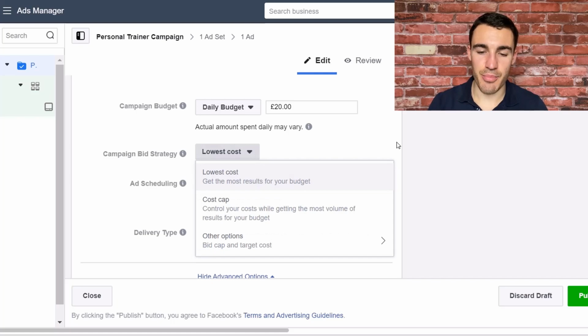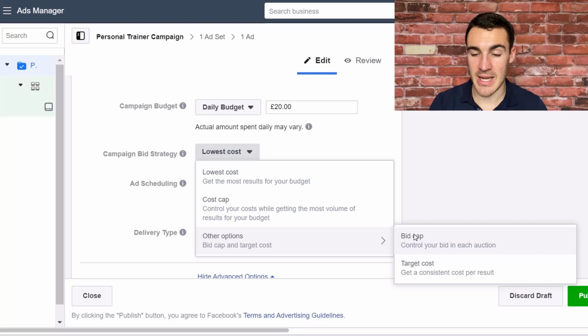So let's bring up the list. We've got lowest cost, we've got cost cap, and then two other options in here, bid cap and target cost. I'll go through the options and explain which one I think you should be using. Let's start at the bottom and work our way up. We've got target cost in here.